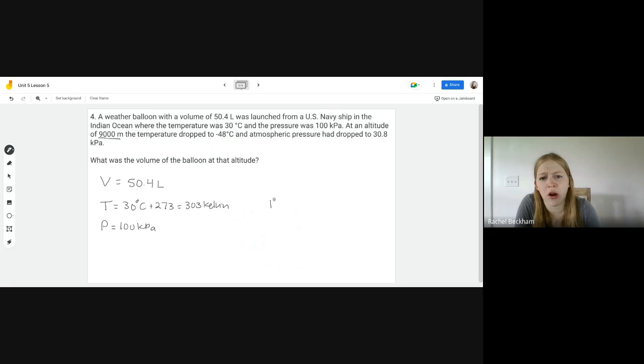The temperature dropped. So now we have a T2. The temperature dropped to negative 48 degrees C. Let's add 273 to that. So we need to do negative 48 plus 273, which is 225 Kelvin. And the atmospheric pressure has dropped to 30.8 kPa. So I have a P1 and a P2, a T1 and a T2. And it says, what is the volume of the balloon at that altitude?